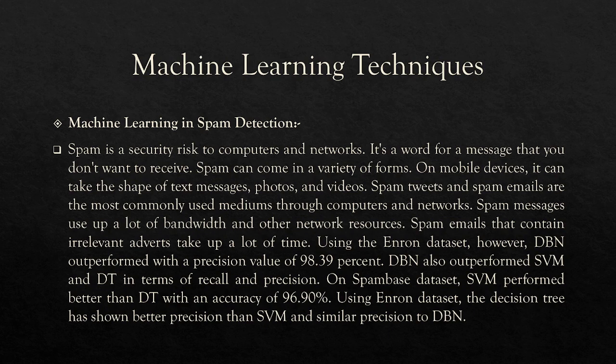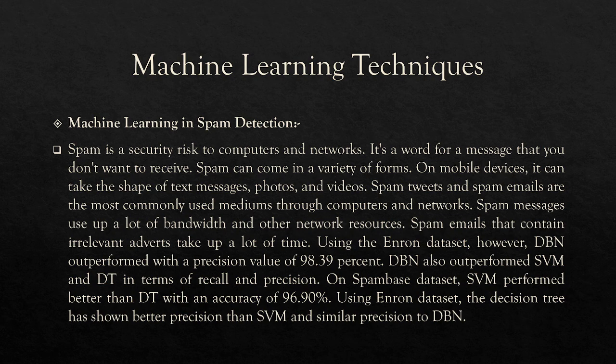Now, machine learning in spam detection. Spam is a security risk to computers and networks. It's a word for a message that you don't want to receive. Spam can come in a variety of forms. On mobile devices, it can take the shape of text messages, photos, and videos. Spam tweets and spam emails are the most commonly used mediums through computers and networks.